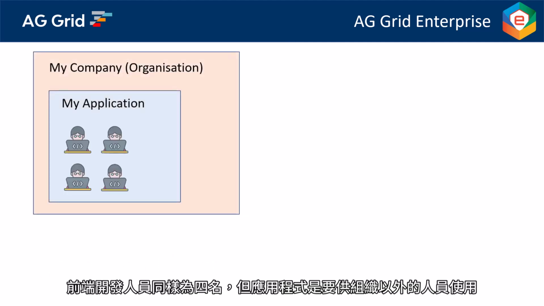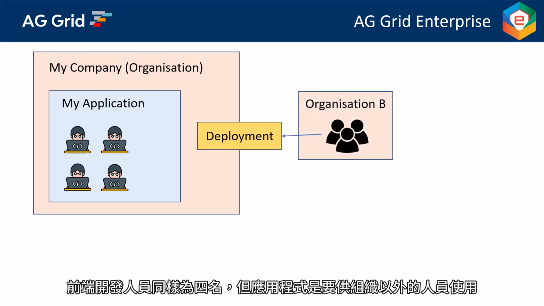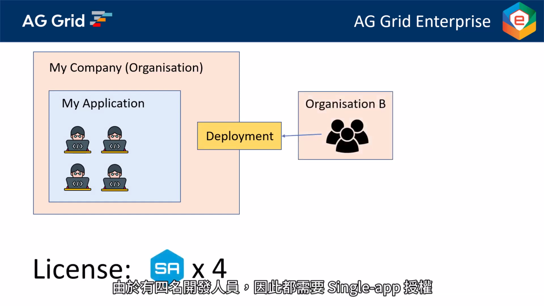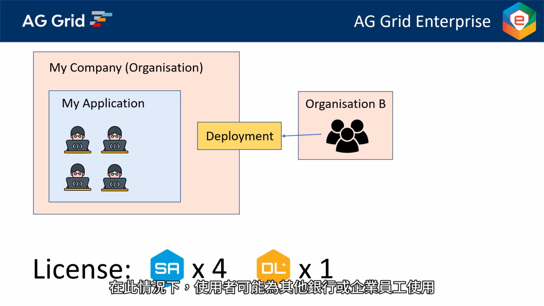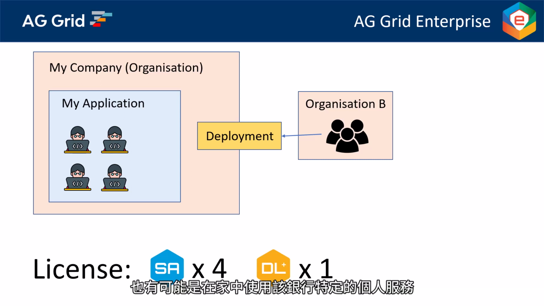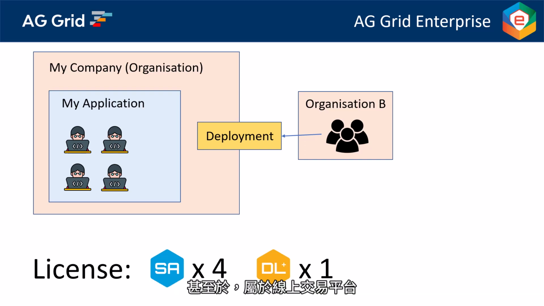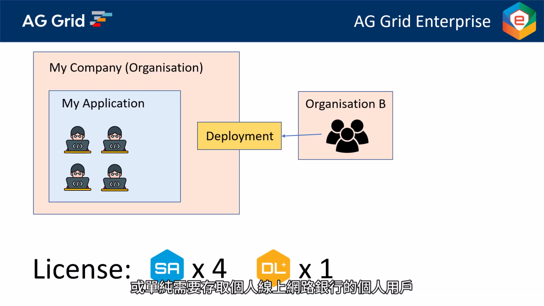We have again 4 front-end developers and the application will be used outside of the organization. We would need a single app license for 4 developers and additionally a deployment license to cover each deployment. An example of this would be a project in a bank with 4 developers and the application will be used outside the bank. The users in this instance could be employees of another bank or business, or maybe it's individuals at home who are using a specific service the bank provides, such as an online trading platform or just simply accessing their personal online banking.